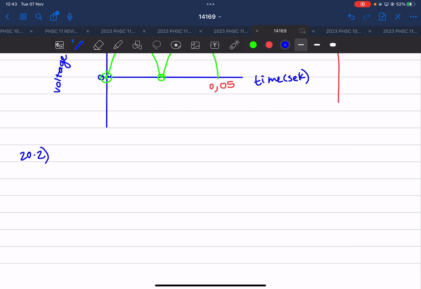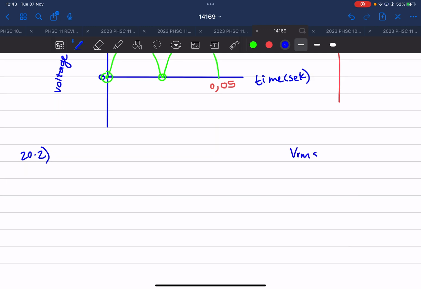Okay. They say the plugs in your wall delivers a RMS voltage and RMS current. So WGK spanning en WGK stroom. They say the volts RMS is 220. And they say the kettle has a resistance of 32 ohms.